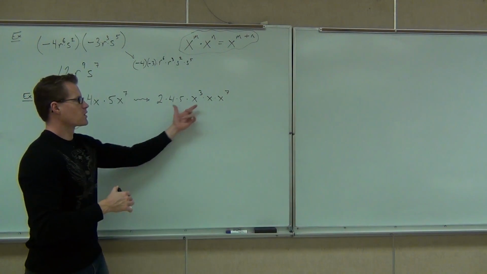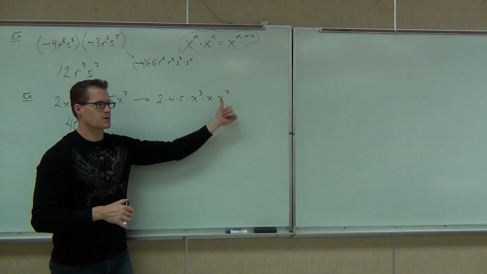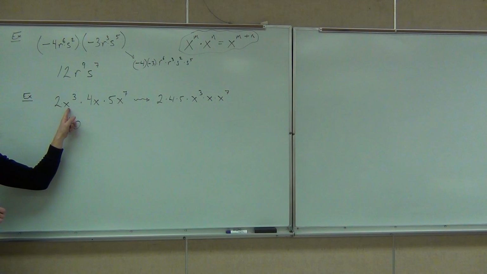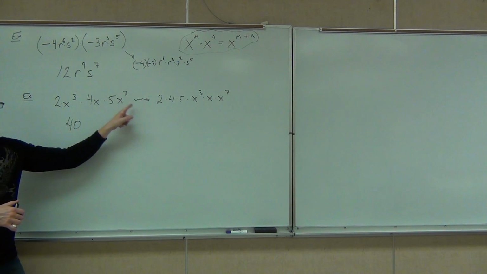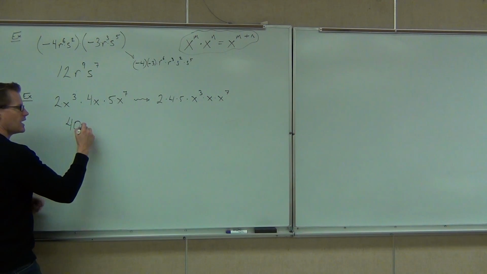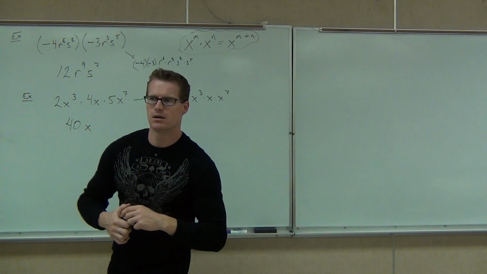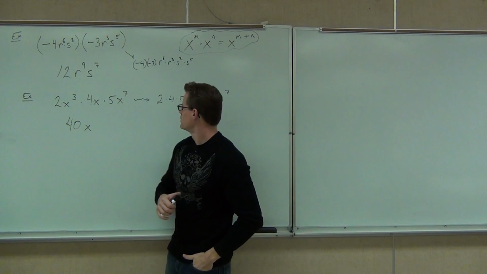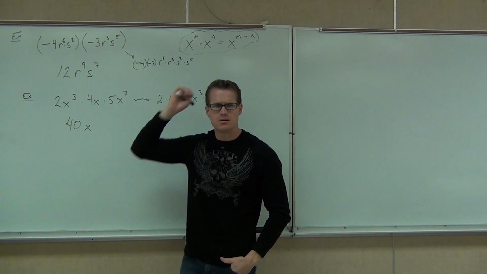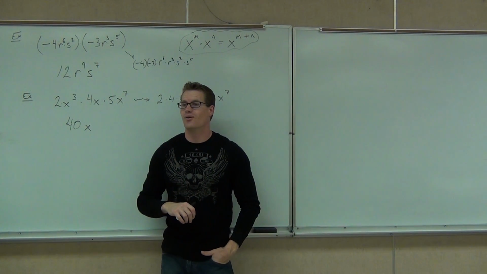We know that if we reorganize them, we'll have x cubed times x to the 7th. But you can do it from right here too. X cubed times x to the 7th. I know I'm going to get x, but what power am I going to get? 11. Wait a minute, what? 11? Why not 10? Because you have an x by itself.